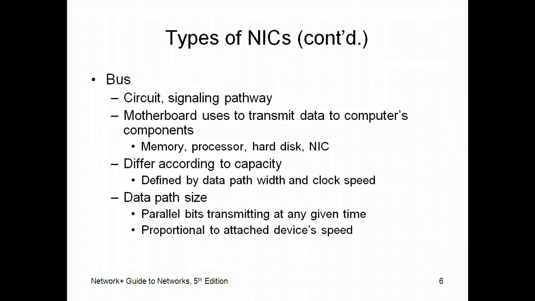The motherboard uses the bus to transmit data to computer components like memory, processor, hard disk, and NIC card. It differs according to capacity, the bus does, by the path and the clock speed. In olden days, like 10 years ago, you used to be able to increase the clock speed, you could double the clock speed. With these newer motherboards, they don't really recommend it because with quad core and even double quad core motherboards, they have plenty of speed already built into the motherboard. There's no need to up that bus.